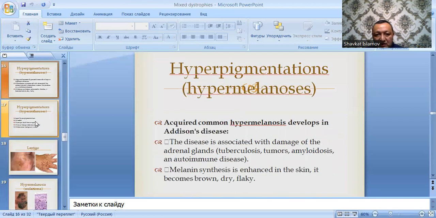Hyperpigmentation. Common hypermelanosis develops in Addison's disease, associated with damage to the adrenal glands. Melanin synthesis increases and the skin becomes brown, dry, and flaky.